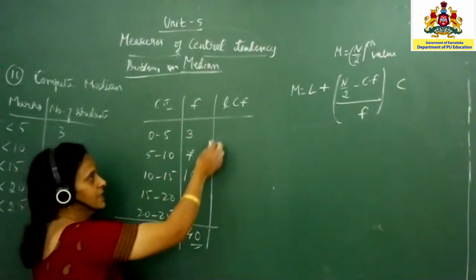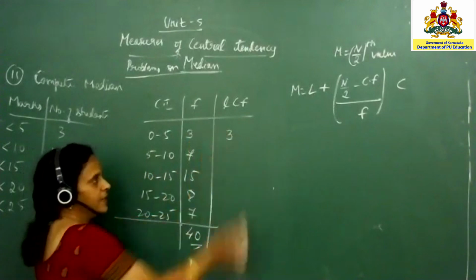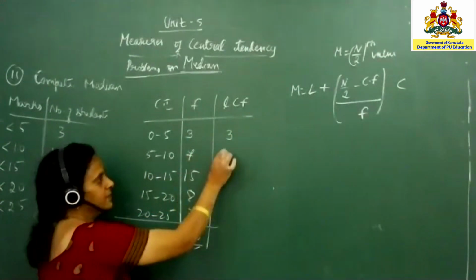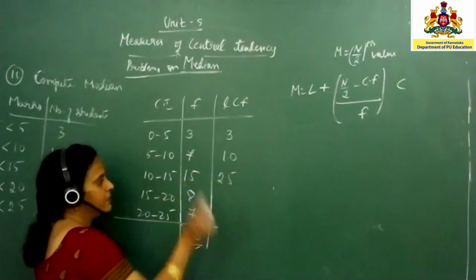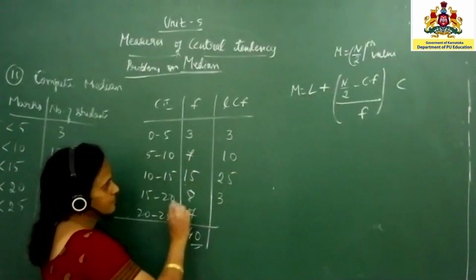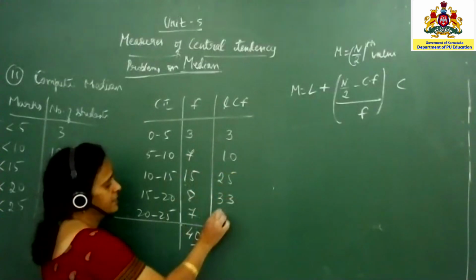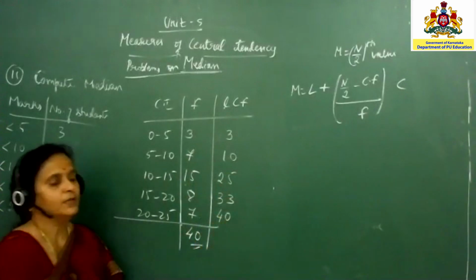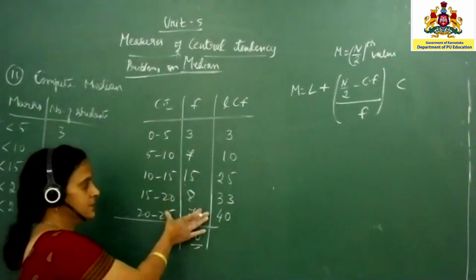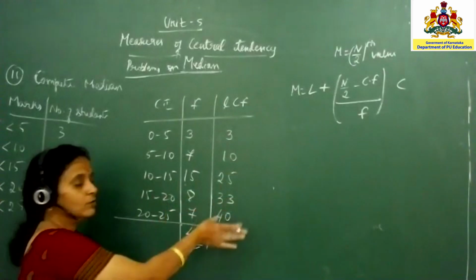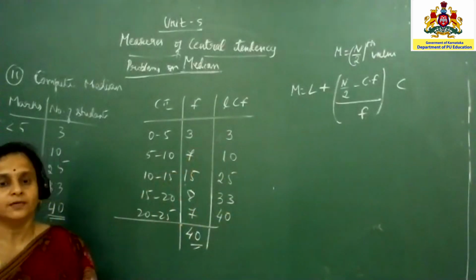Next I should take the cumulative frequency. So the first value will be 3 as it is. 3 plus 7 is 10. 10 plus 15 is 25. 25 plus 8 is 33. 33 plus 7 is 40. Okay, next we have to carry on in the same way. Now this is a proper format, right? So the remaining you can carry on in the same pattern.